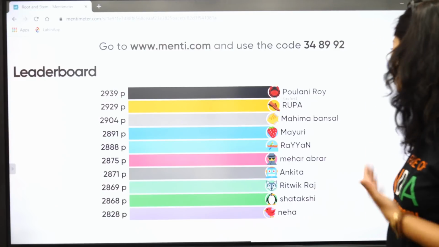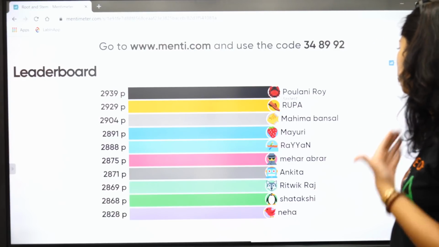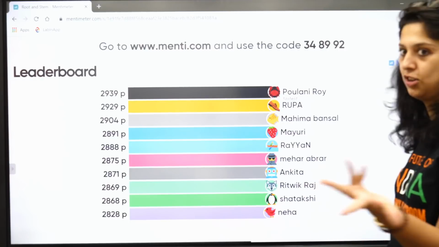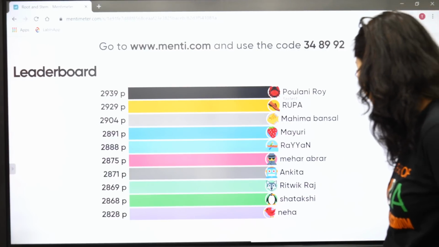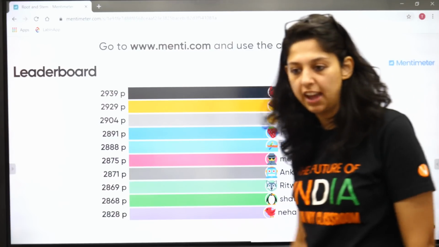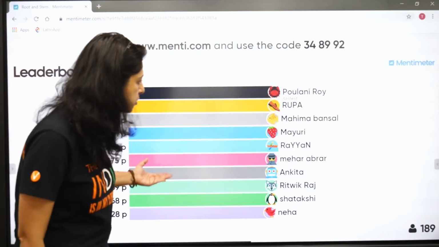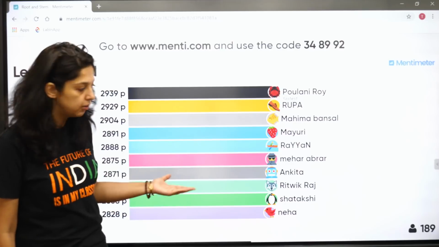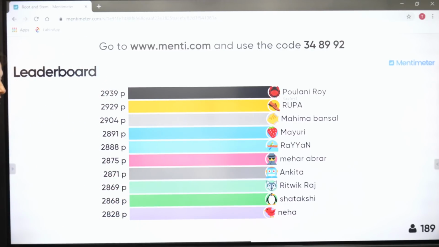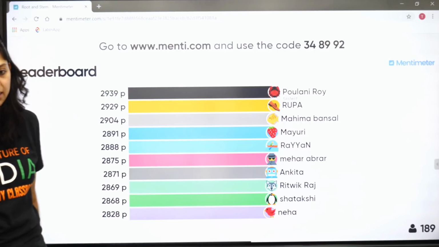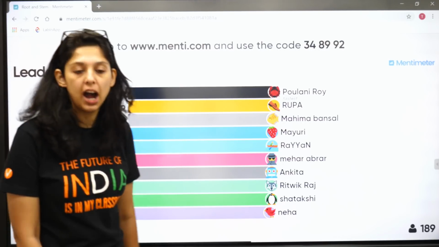Paulani, too good. Paulani, Rupa, Mahima, Mayuri, Ryan, Meher, you've come on the leaderboard. Ankita, Ritvik, you're there on the leaderboard. Shatakshi and Neha, very good. So where is Kiro? Where is Priya, Shalashi? Good, these people. Finally Ankita Jaiswal. Yes, you're trying to come up. Very good. Paulani, very good. No problem, Khushi. Are you understanding?